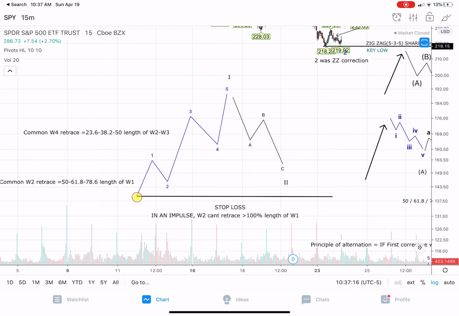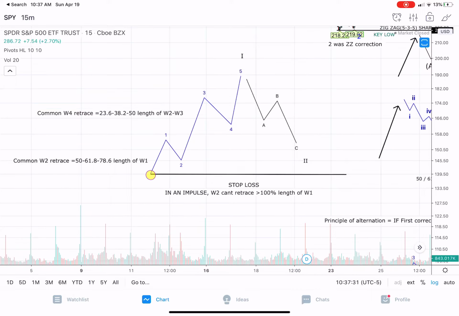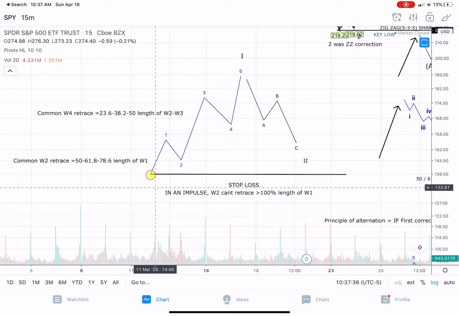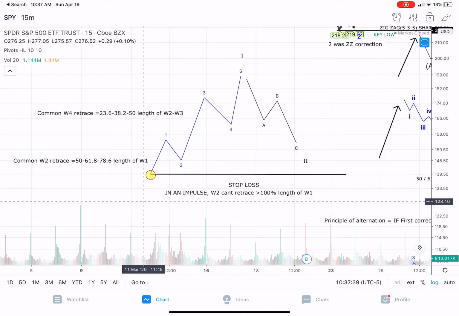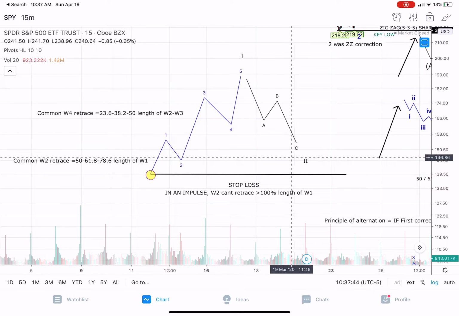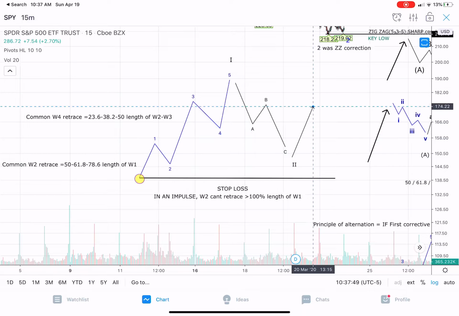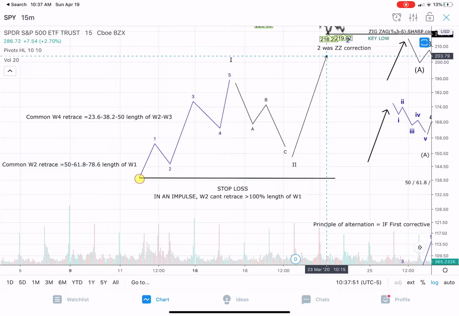We know that after 5 waves, it forms a wave 1 of a larger degree, which is this Roman numeral 1. And then we have our ABC pullback for wave 2. This count is valid as long as this low holds right here, because inside an impulse, wave 2 can't retrace over 100% the length of 1. So you would put a stop loss here after trying to catch the wave 2 low right here. And if that low would hold, it would imply that we would begin a new impulse move up.